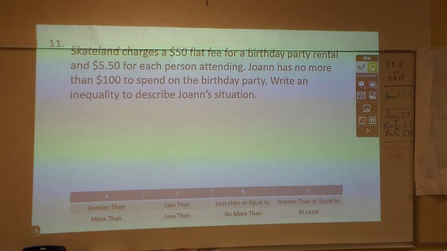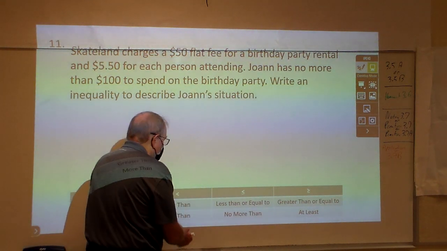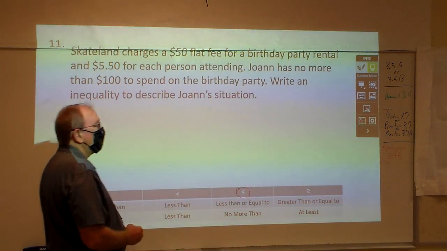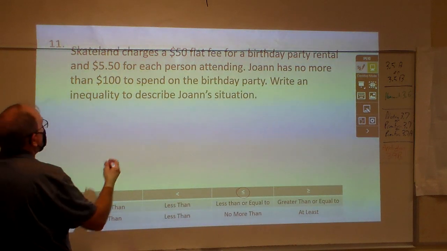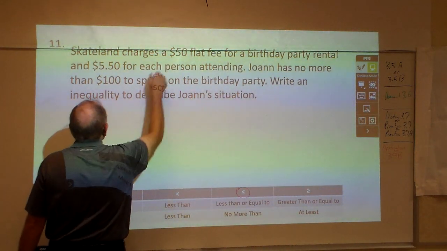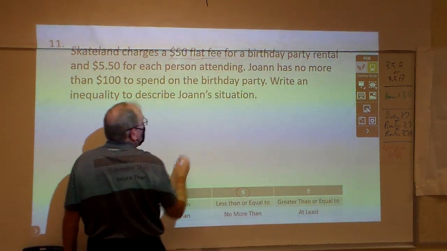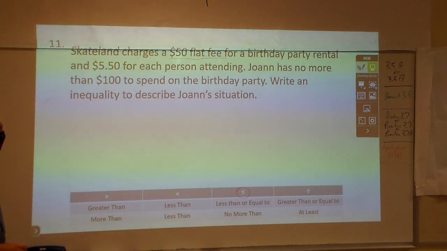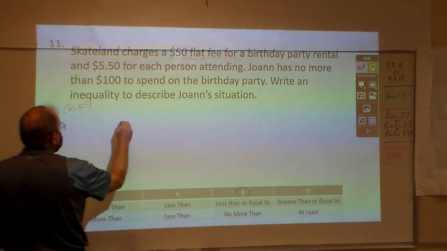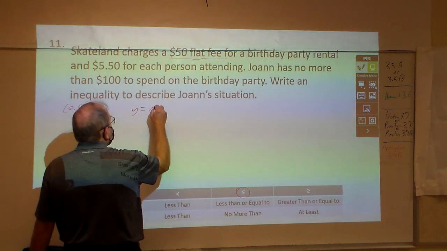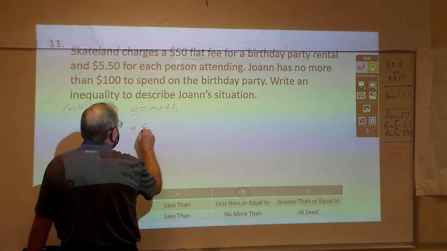So here we have one that says no more than, so that indicates to me that this is going to be a less than or equal to instead of a y equals. Now what I like here is it tells me the y-intercept, in a sense. That's a flat fee right there. Flat fee indicates that it's a starting point. It's going to cost her $50 just to rent the place. So that is, in a sense, my y-intercept. If you're writing the formula, usually think of y equals mx plus b. Because we see the words no more than, we know it's going to be y less than or equal to.